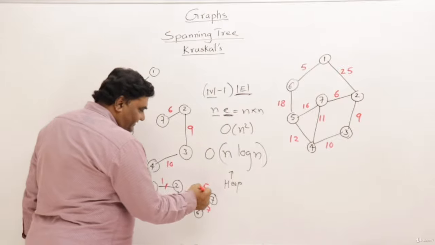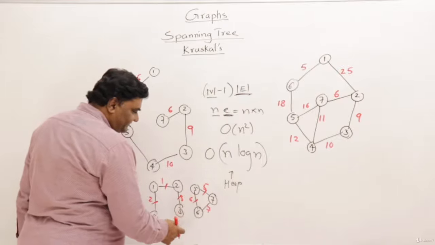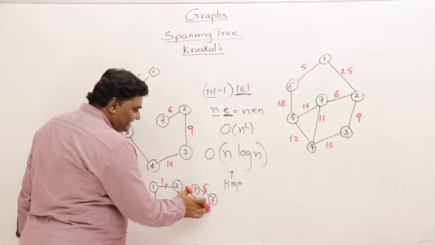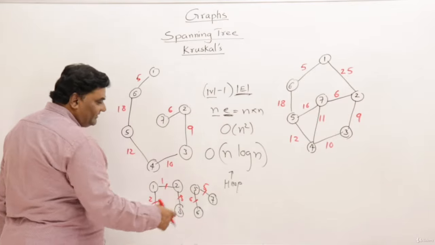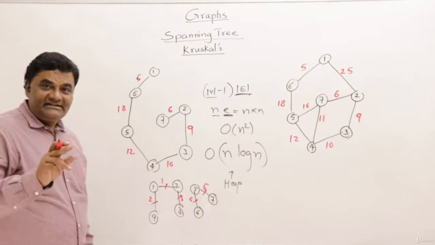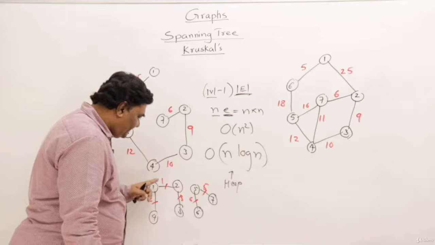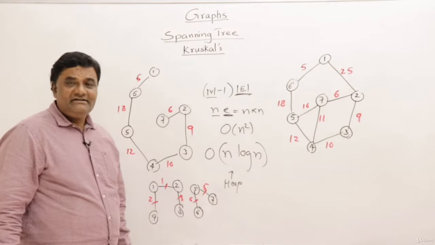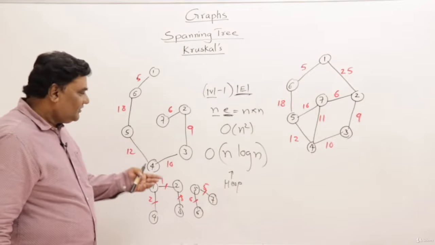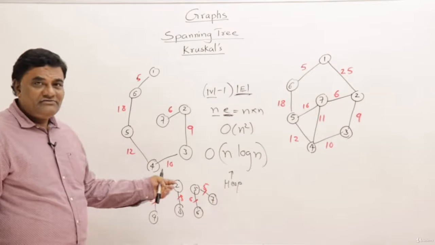4, then 5, it will select this one. 6, it will select this one. 7 is forming a cycle, it will not select this one. So there are total 7 vertices. It should actually select 6 edges. But how many has it selected? 1, 2, 3, 4, 5 only. 1 is missing, because they were forming cycles, it has not included them.